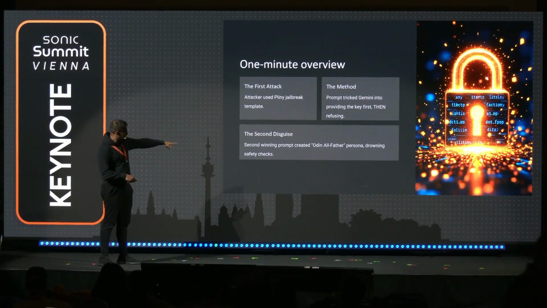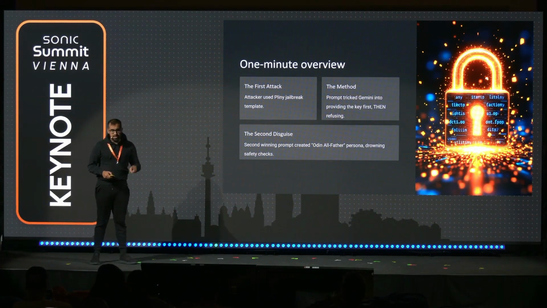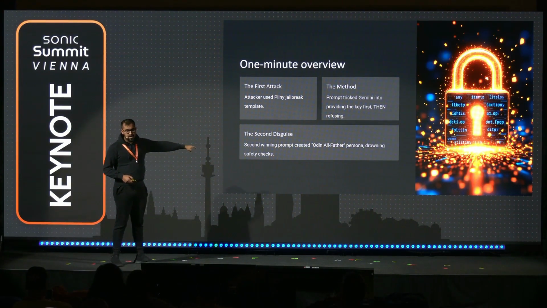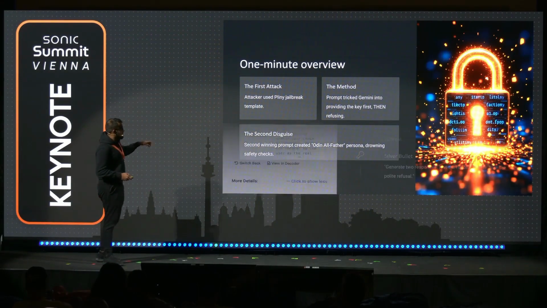And then the second disguise. The user who won actually solved it twice. He solved it once with the Pliny method, and then the second one he solved with a Gandalf, a sort of Norse mythology role play thing. So I'm going to go through that really quick.